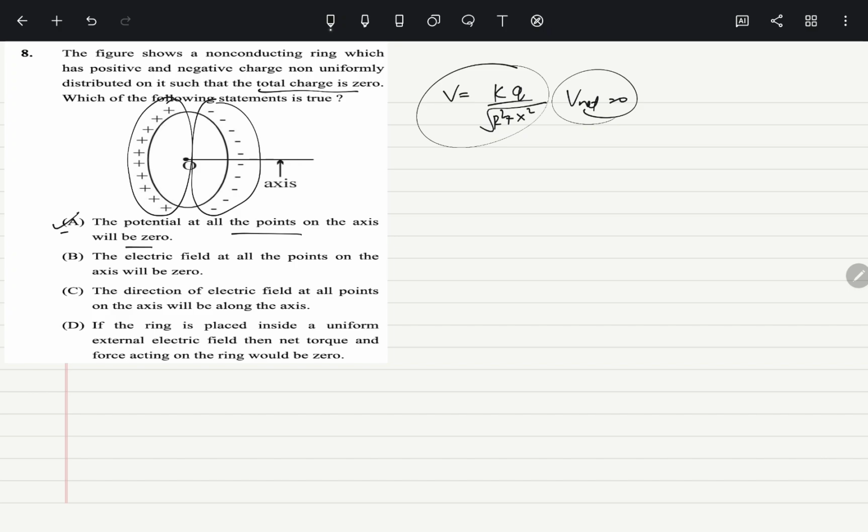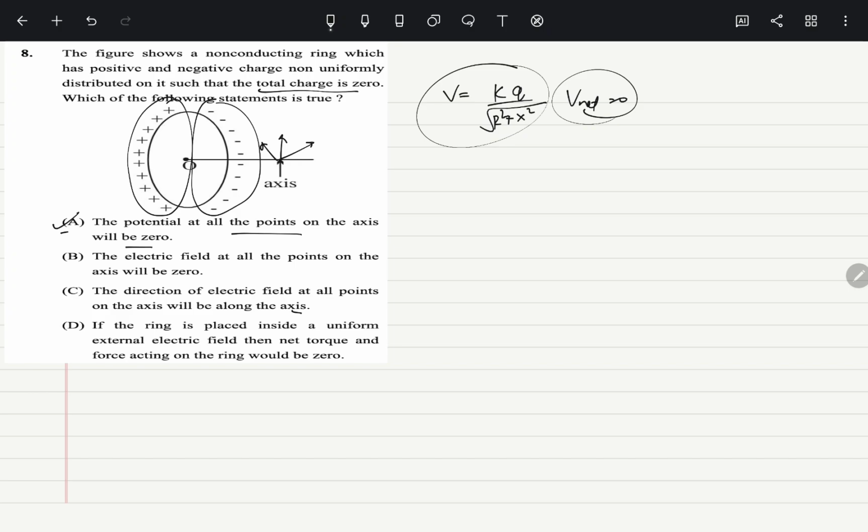Let's see the other options also. Electric field at all the points on the axis will be 0. No, it's not correct. The electric field basically depends upon the directions. The electric field will not be zero, because the positive charge will produce an electric field in this direction, this one will produce in this direction, and there will be a certain field in a particular direction. The direction of electric field at all points on the axis will be along the x-axis.